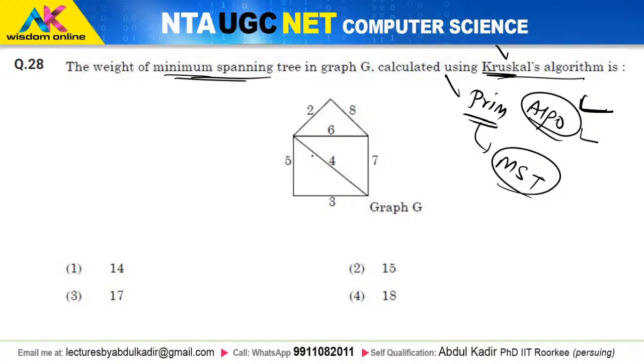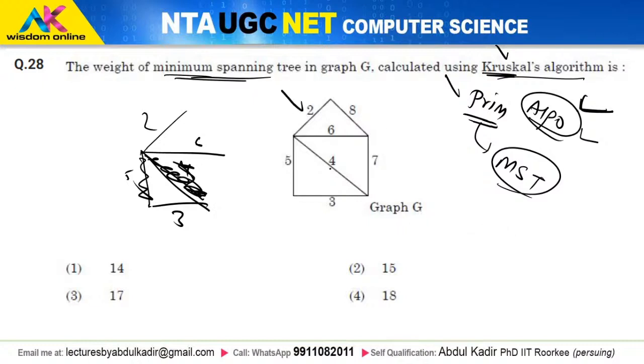For example, for this graph, when you apply the Kruskal algorithm, what will happen? First you will take this edge as 2, then you will take this as 3. You will not take this as 5, you will take this as 4. See, you took this as 2, then you took this as 3, now you will take this as 4.